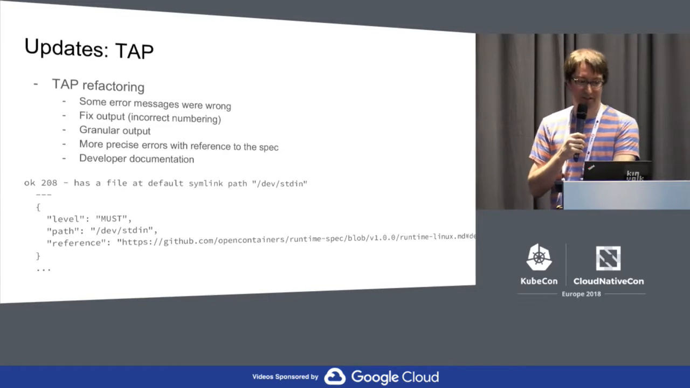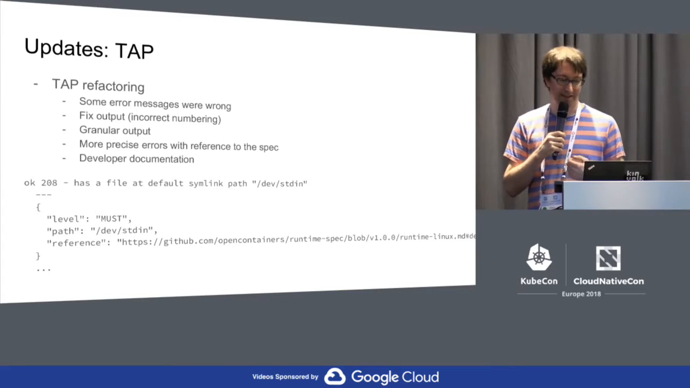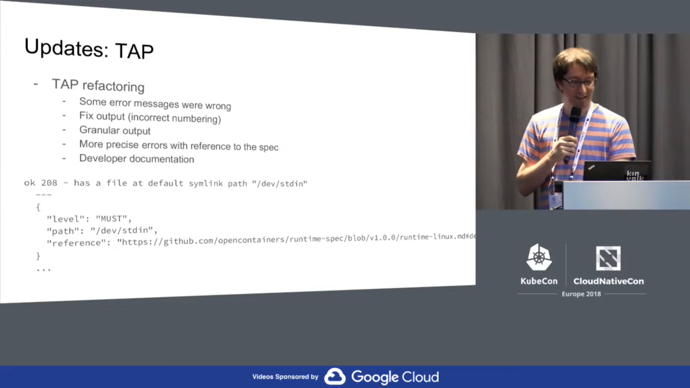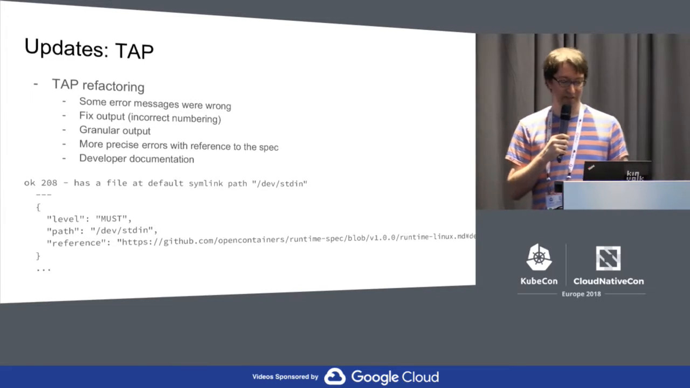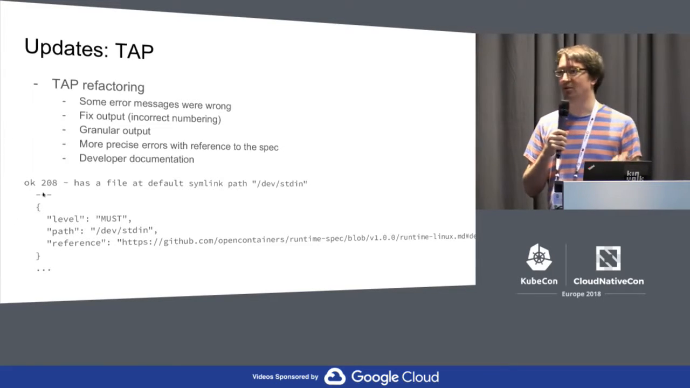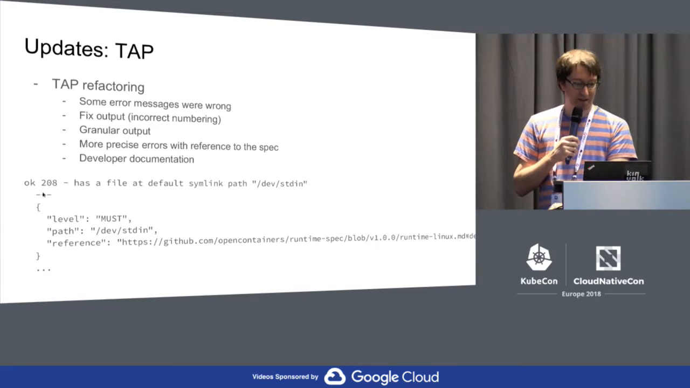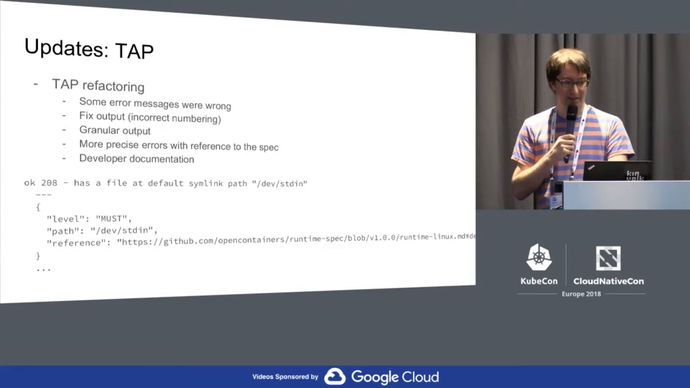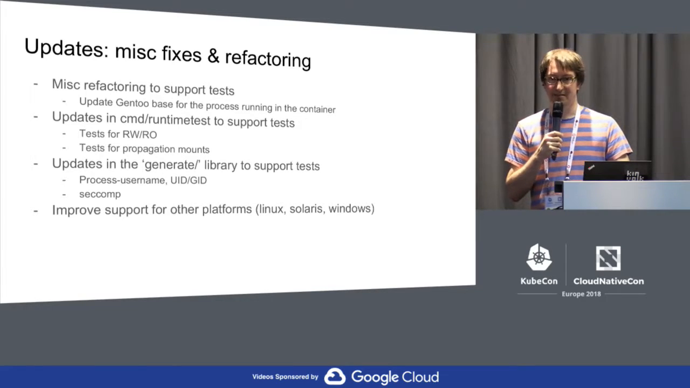There was a refactoring in TAP. So TAP is the Test Anything Protocol, and it shows the result of each test in a specific format that is described below the slide. It just prints OK or not OK if the test succeeds or fails. So there were a number of fixes about that. There were some general fixes.